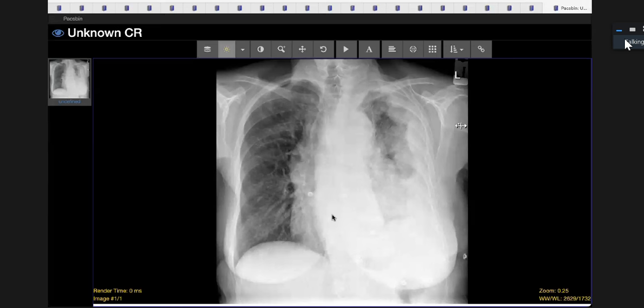What is slightly unusual about this is that this is a woman, because traditionally mesothelioma is due to asbestos, which is occupational exposure, which in the older generation would be the male population.